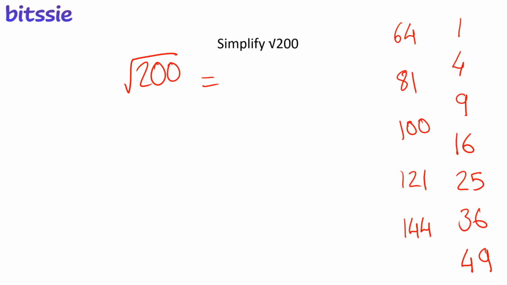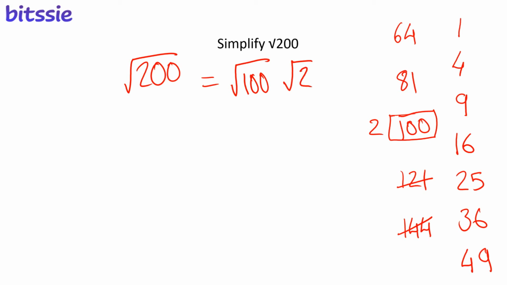And if we go through this list backwards, we can stop when we find one that is a factor. 144 is not a factor of 200. 121 is also not a factor of 200. And here, 100 is a factor of 200. And its factor pair would be 2. So you can write this as root 100 root 2. And this simplifies down to 10 root 2. So there's our answer.